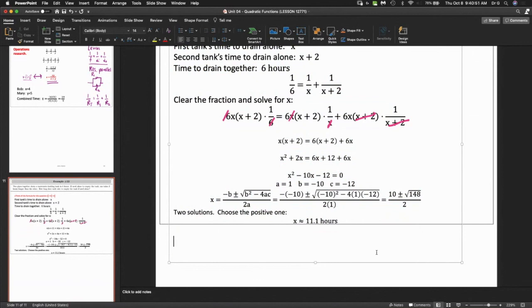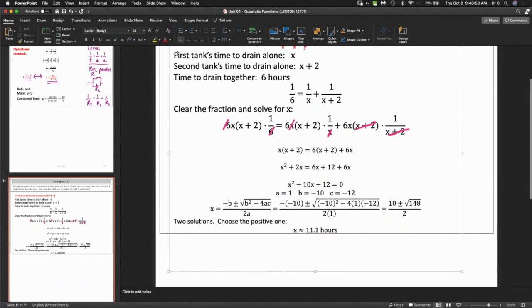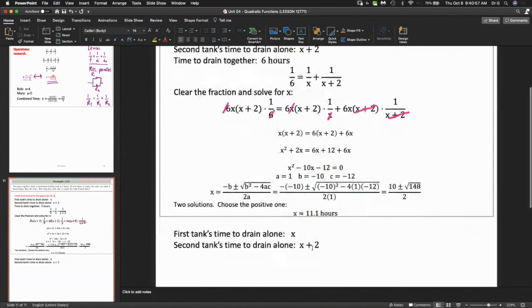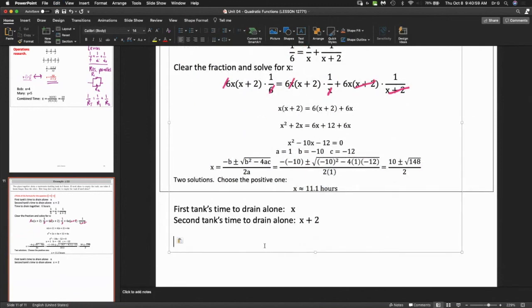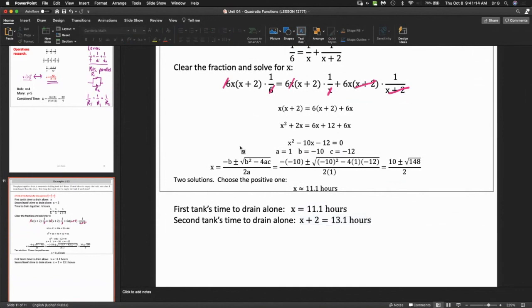Well played. So, let's go back to the question and just recycle a little bit here. So the first tank is going to be X, which is 11.1 hours. And the second tank will be 13.1 hours. And if you want to check it, we could check it right now.